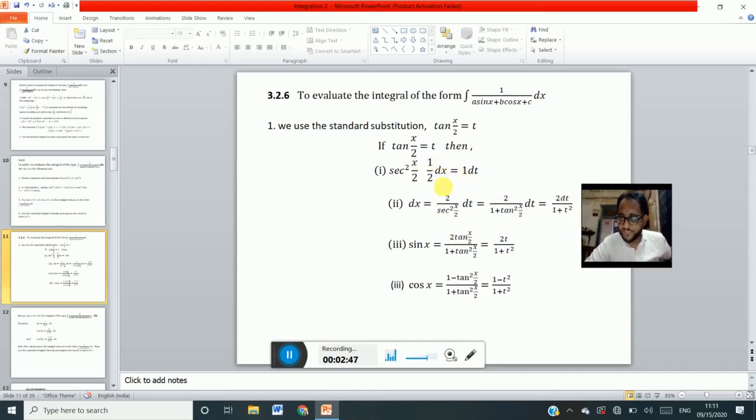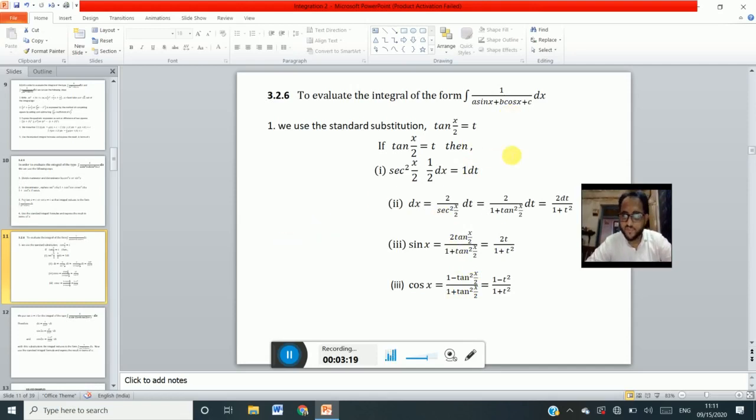Tan x by 2 is t, dx is twice dt upon 1 plus t square, and for sin x, we know that sin x is 2 tan x by 2 upon 1 plus tan square x by 2, so it is twice t upon 1 plus t square. This is the substitution for sin x. And for cos x it is 1 minus t square upon 1 plus t square, because cos x is 1 minus tan square upon 1 plus tan square, right? So these are the standard substitutions we use to evaluate the integration of this type.